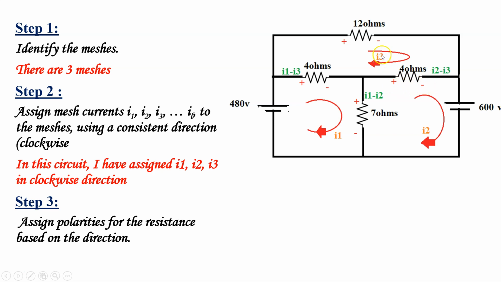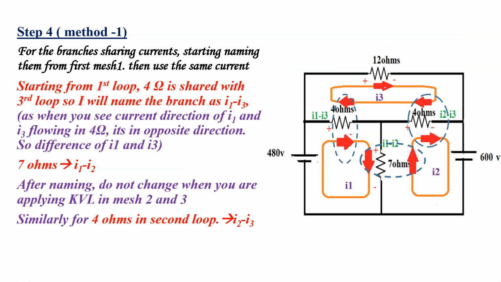Then coming to third mesh, in the third mesh already polarity has been assigned for these two resistors. The other resistor which is left out is 12. Proceeding with this direction, the starting end is this side. So I have assumed here positive polarity, and the other end I have assigned negative polarity. So step 4 is what? We have to assign the branch current.